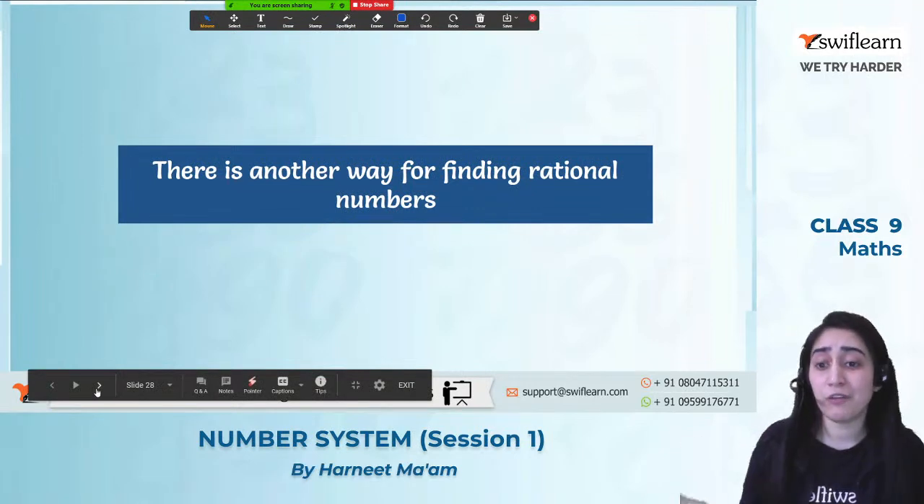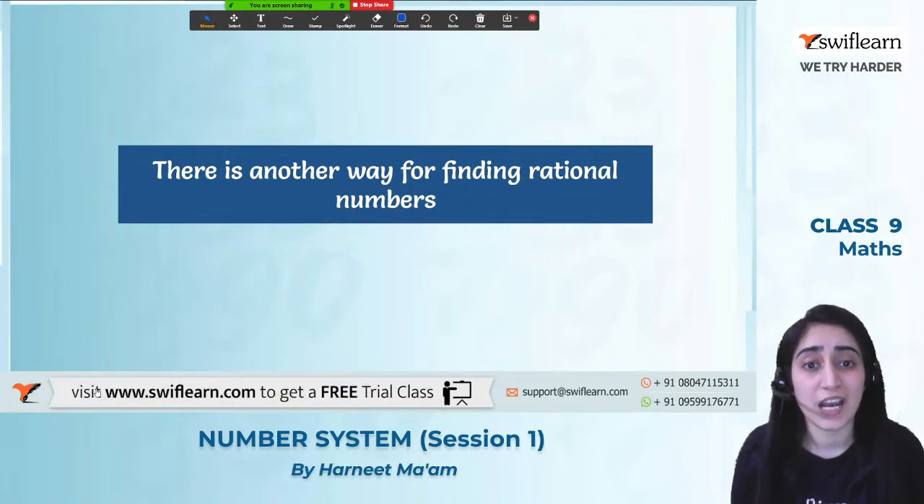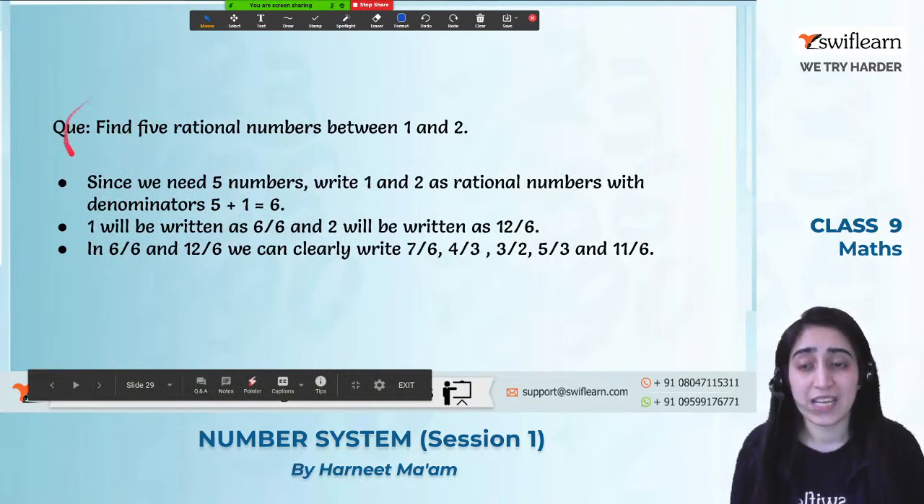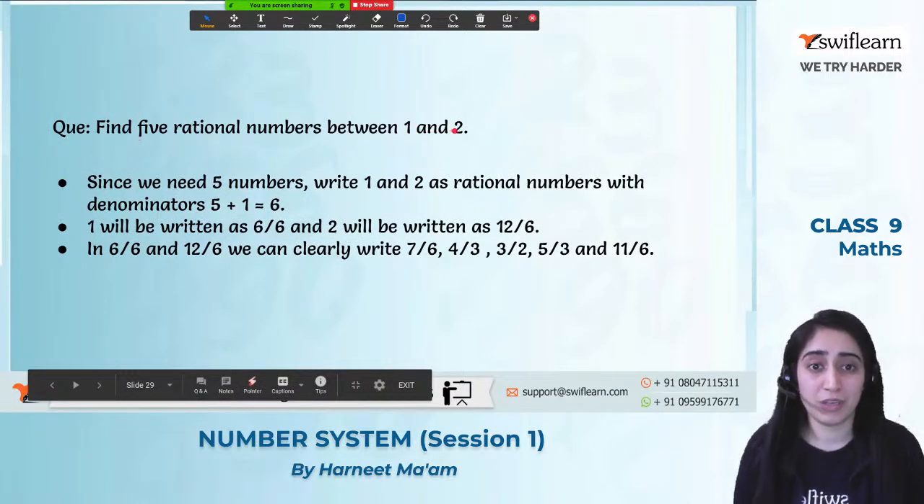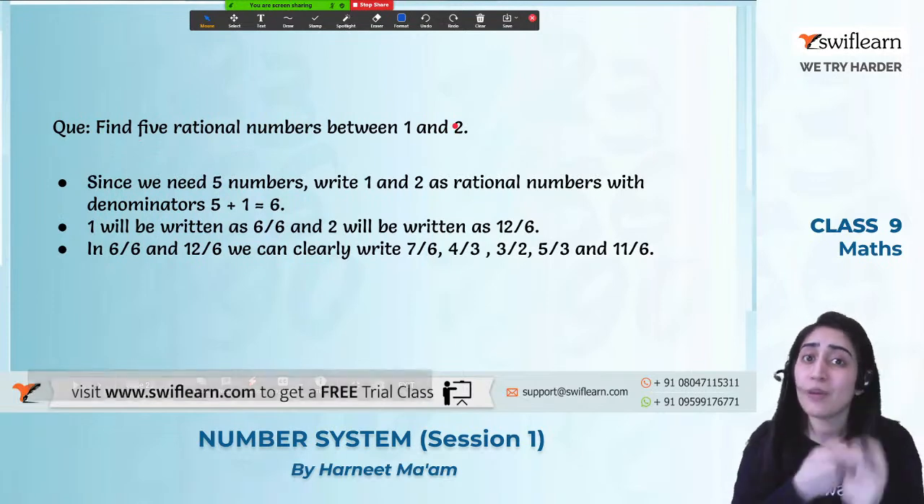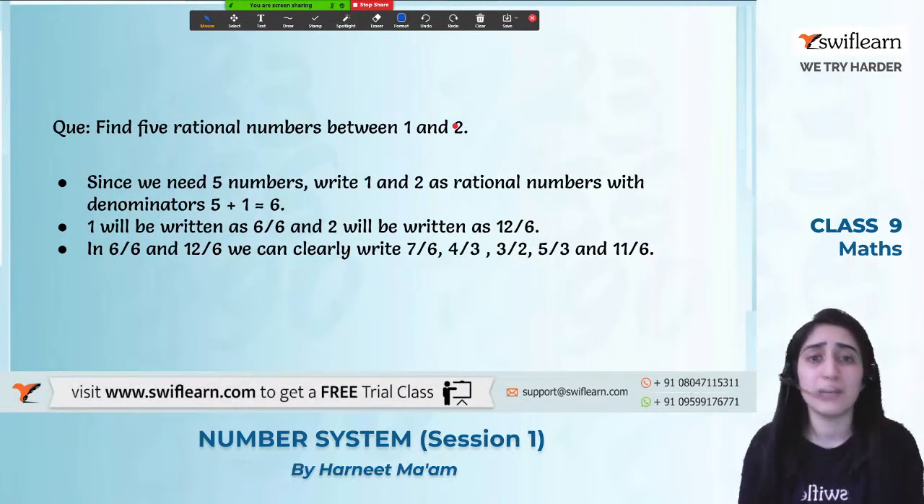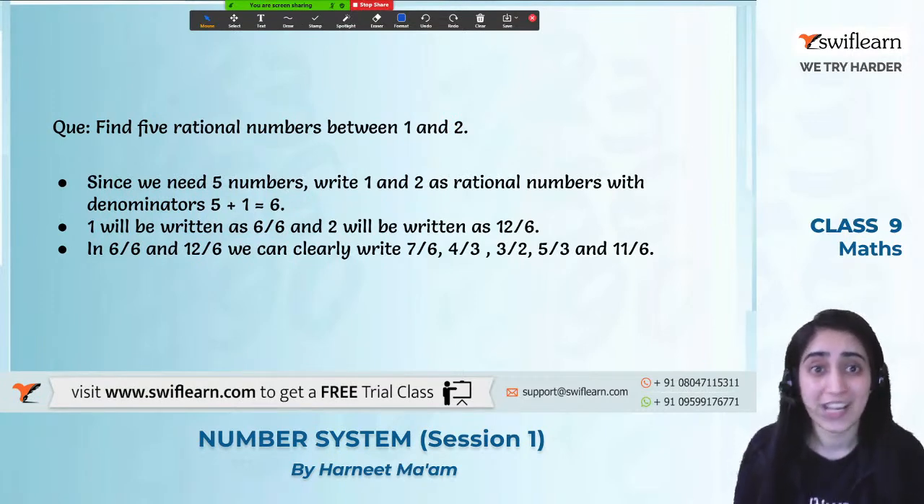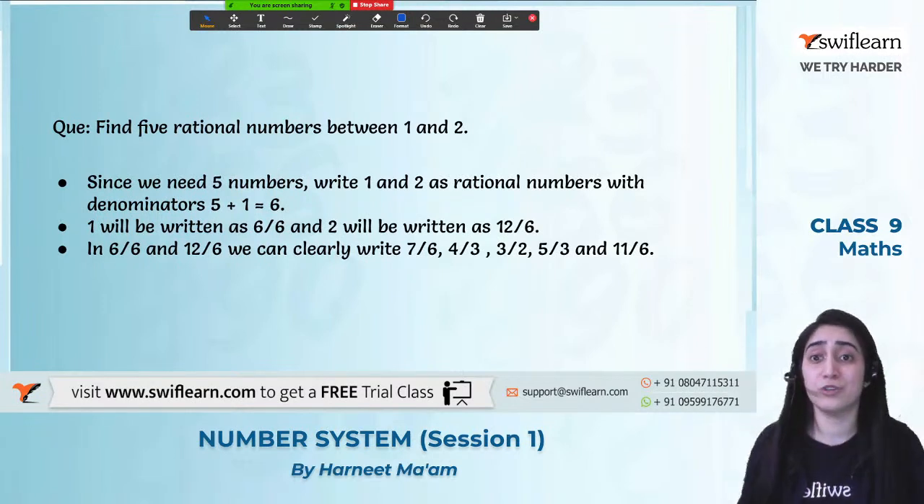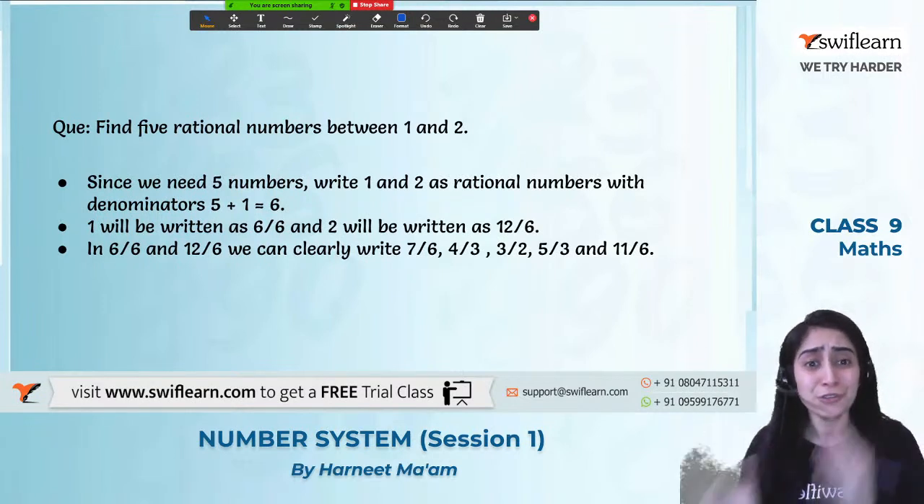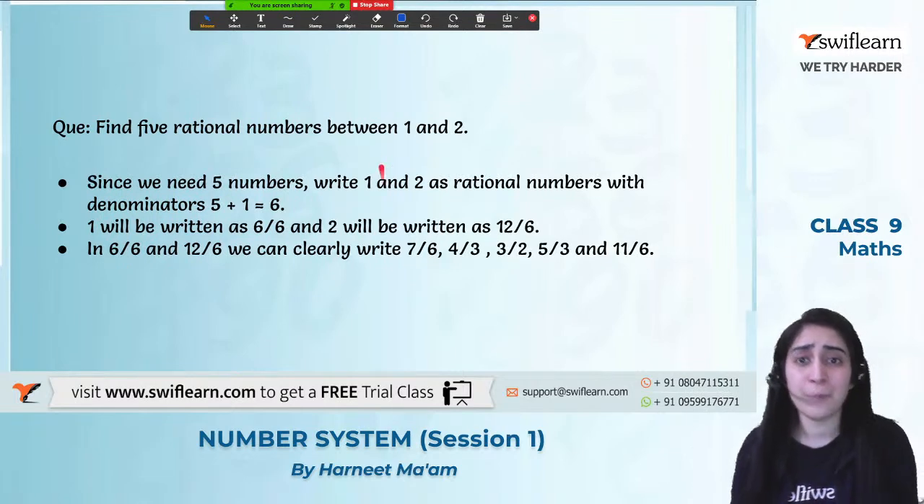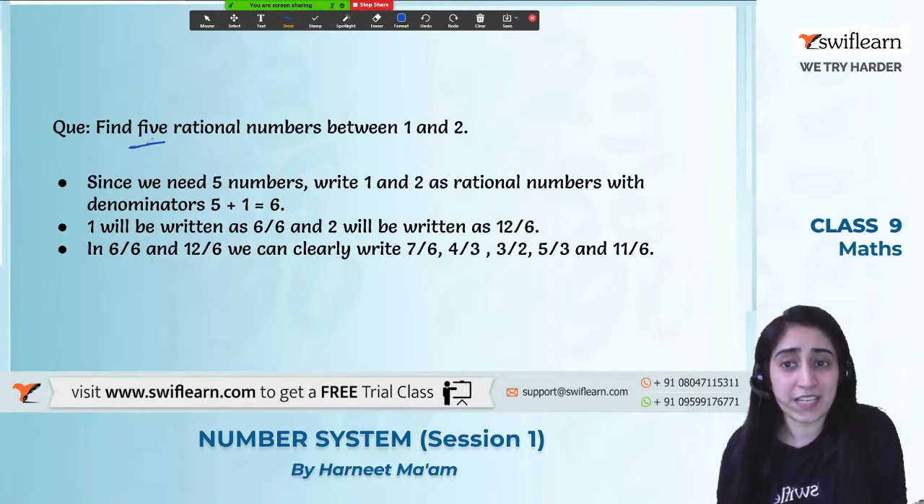There is another way of finding rational numbers which is generally asked in the school exam. Like, find 5 rational numbers between 1 and 2. Now, for calculating 1, it is easy. Just add those 2 and divide by 2. But now when the question says, tell me 5 rational numbers, then I have a problem. I don't know how to do it because I don't have those different logics. So the easy way out is to look at how many he is asking us to find. He's telling us to find 5, right?